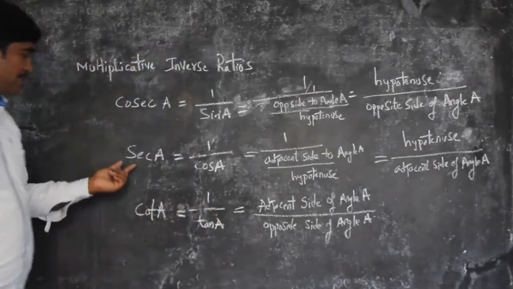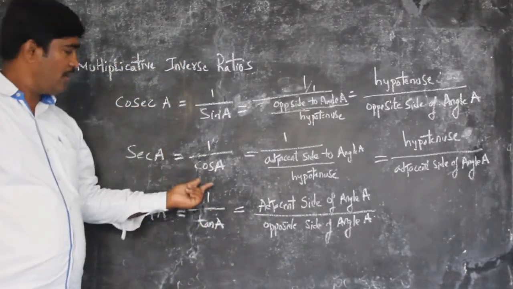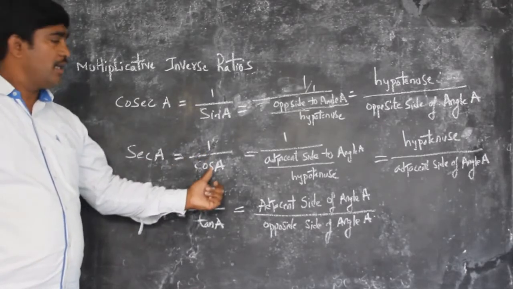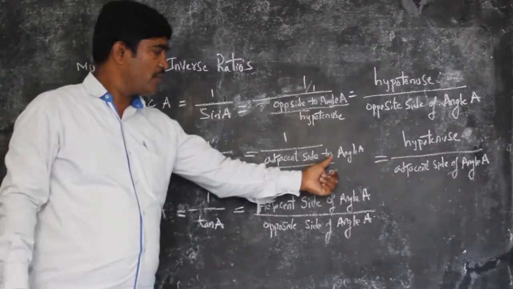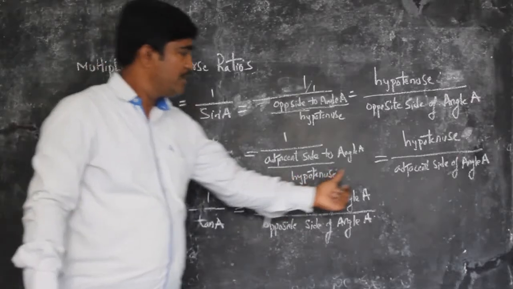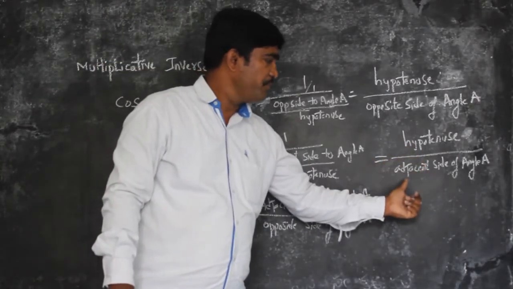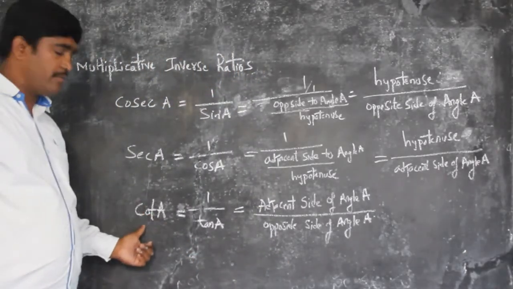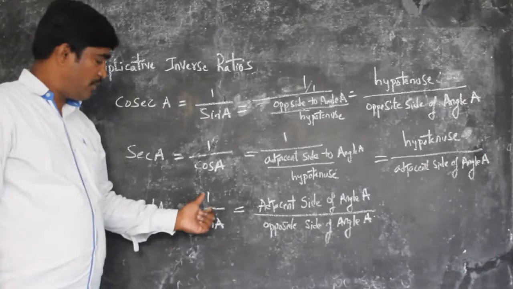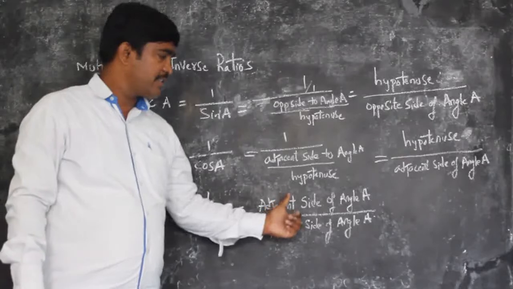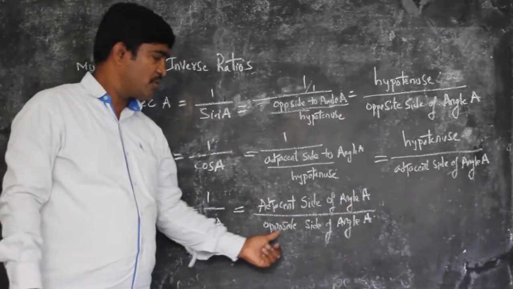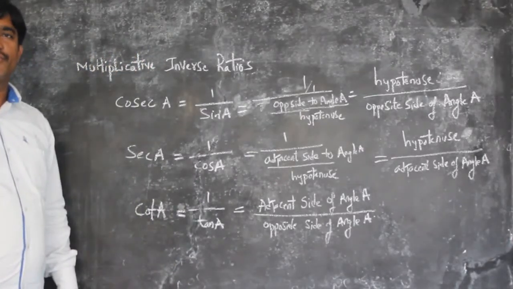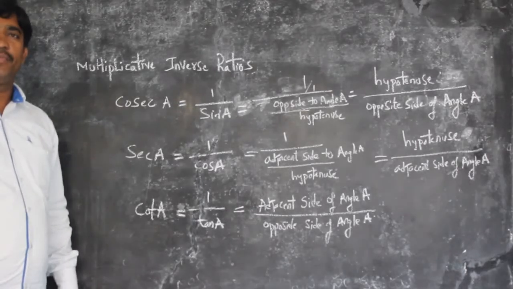Similarly, secant A is the multiplicative inverse of cos, equal to 1 by the adjacent side to angle A by hypotenuse, which equals hypotenuse by the adjacent side of angle A. The last one is cot A, the multiplicative inverse of tan: 1 by tan A equals the adjacent side of angle A by the opposite side of angle A. This is how we define the 6 trigonometric ratios of a right angle triangle ABC.